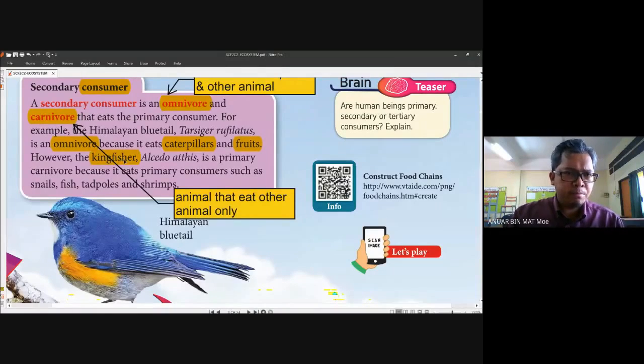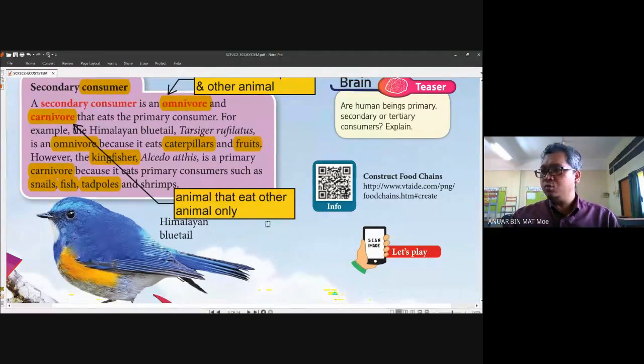Kingfisher, the second example of animal, we call it kingfisher. We call it carnivore because it eats primary consumer such as snail, fish, tadpoles. We call it secondary consumer because it eats primary consumer. Okay, it does not eat plant or anything else. All right.